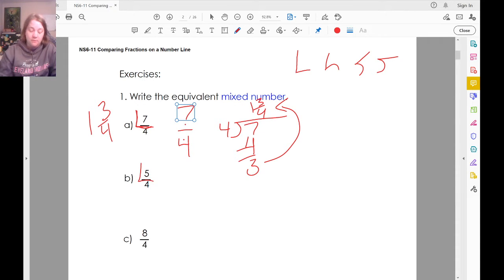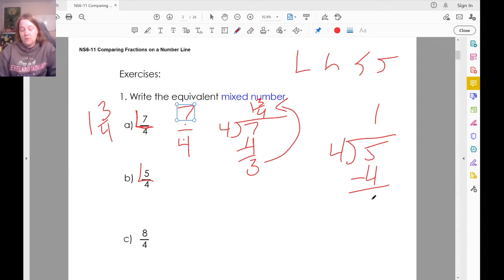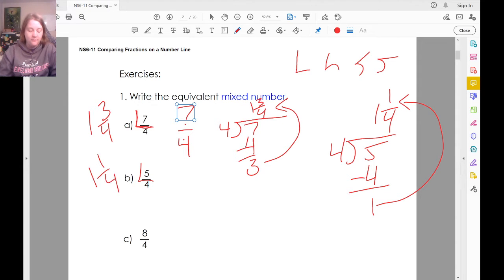5 fourths, when we make the L, 5 is on the inside, 4 is on the outside. 4 goes into 5 one time. 1 times 4 is 4. 5 minus 4 leaves 1 left over, so we're going to take that 1 that's all the way at the bottom, move it up so high that it's in the numerator, and that leaves 4 for the denominator. So letter B would be 1 and 1 fourth. Go ahead and give letter C a try all by yourself.